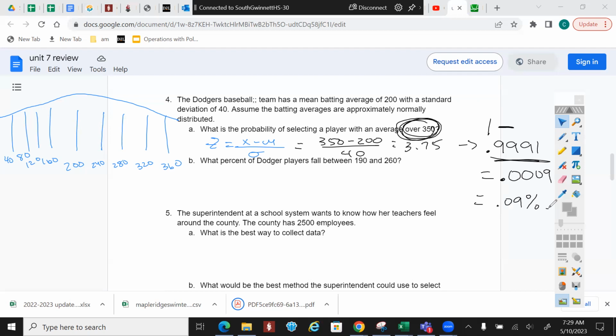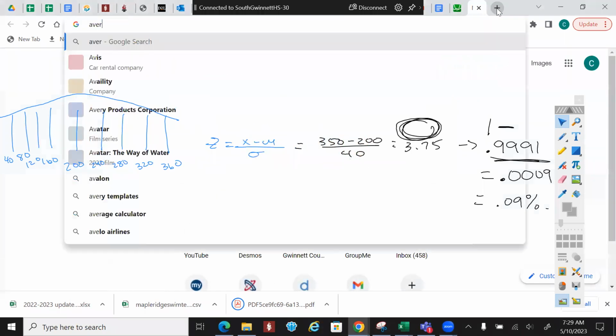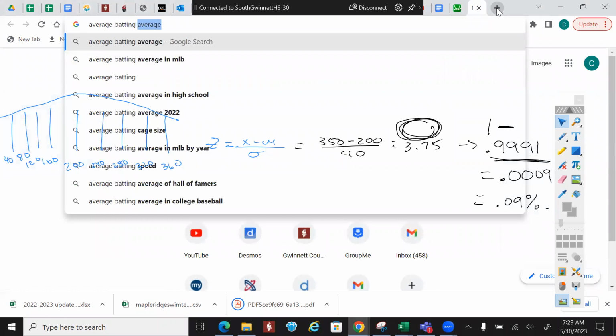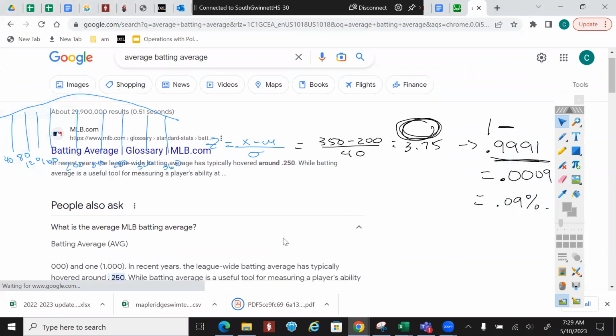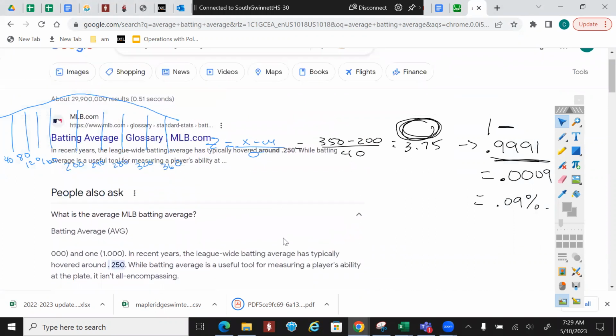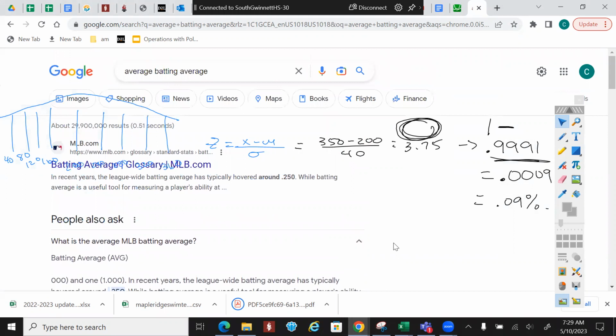How many of y'all play baseball? Okay, cool. What's your normal batting average? What's a normal batting average? Yeah, I don't believe you. What is an MLB batting average? 0.25. Okay, so 0.350 would be in the top percent, right? Roughly.